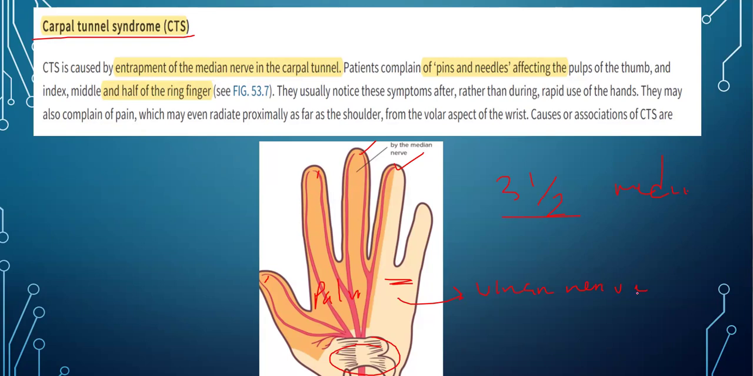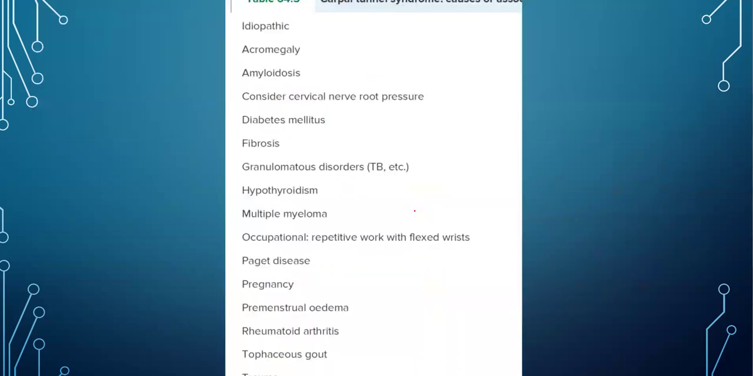Now, carpal tunnel syndrome is entrapment of this median nerve under the carpal tunnel, and the patient will complain of pins and needles involving these fingers. Okay. So there are lots of causes of CTS. Most of the time it is just idiopathic, but it can be due to diabetes, sometimes hypothyroidism, multiple myeloma, pregnancy. So lots of causes are there.